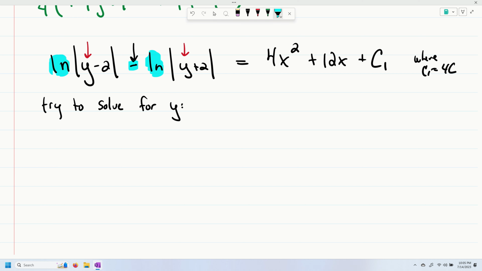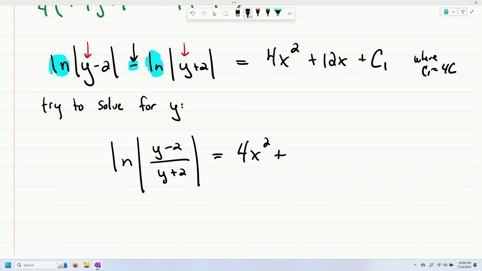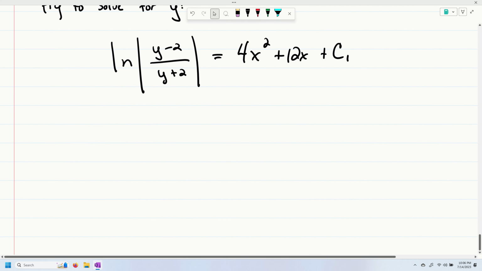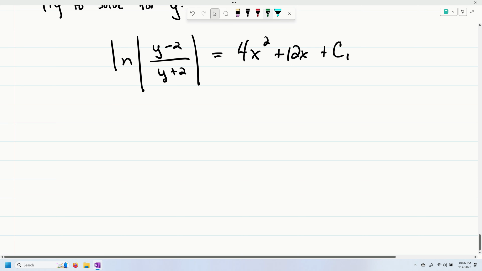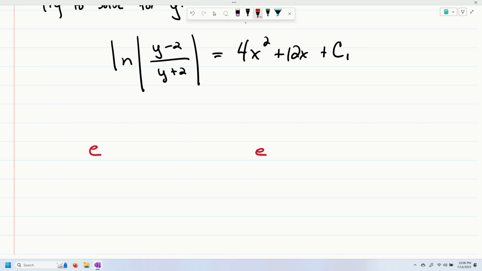So we have a minus sign with the same ln's. That is just going to turn into the ln of y minus 2 over y plus 2, which equals 4x to the second plus 12x plus c1. And we're going to do the same exact thing we did previously, which is we're going to exponentiate. We're going to raise both sides of the equation to the exponent of e. So give me a second. Let me write this stuff out.